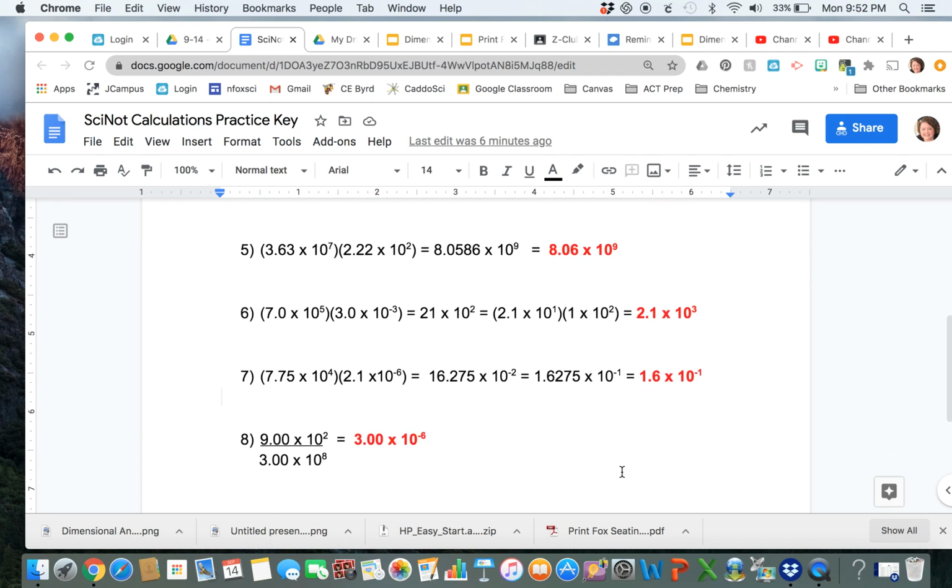Number 8, division problem. Finally, you divide the coefficient. 9 divided by 3 is 3.00. 3 sig figs, 3 sig figs, 3 sig figs. 2 minus 8 is negative 6.